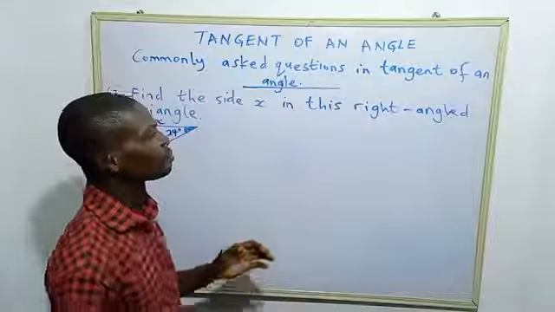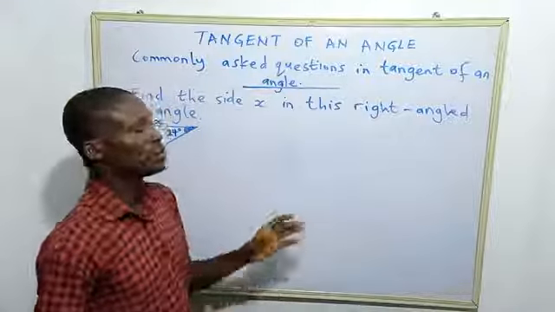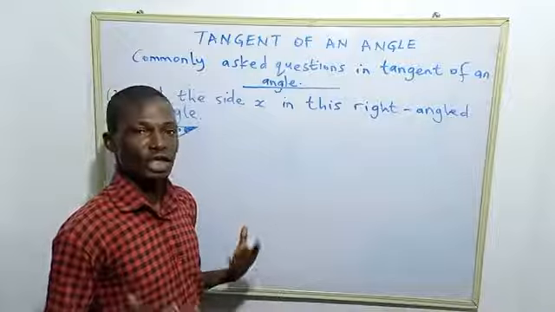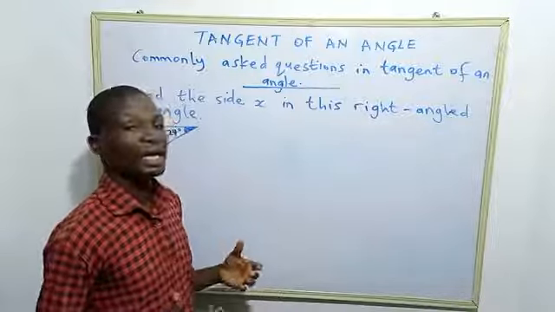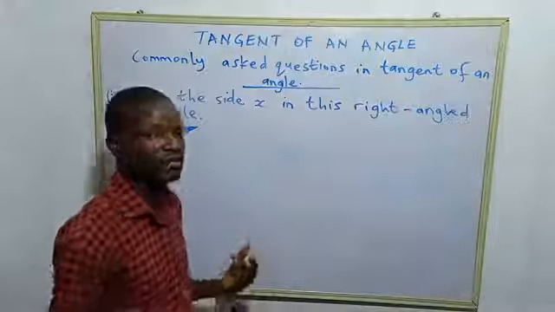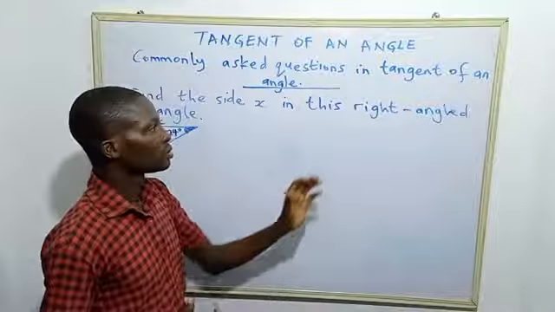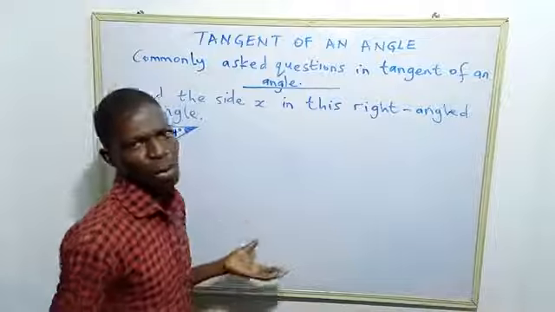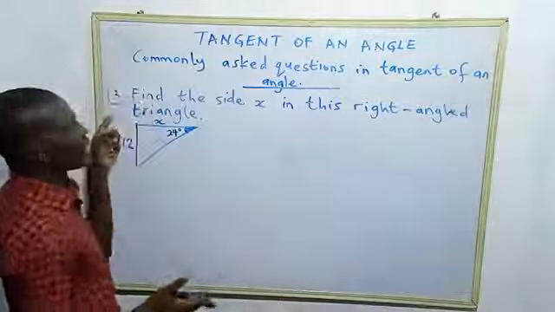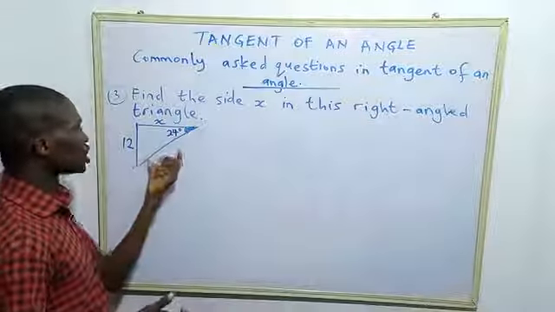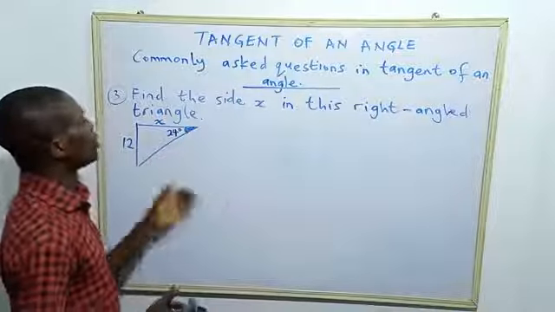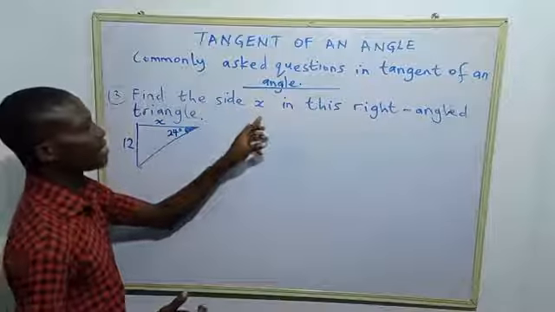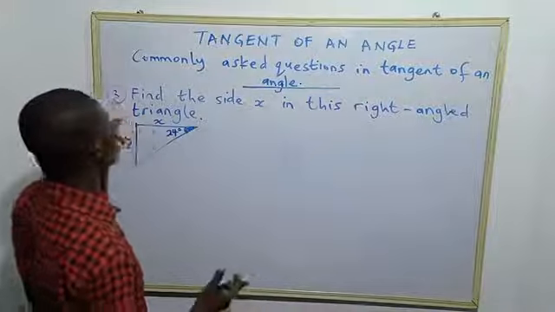So, class, we have seen two forms of questions that we can face from the examiner relating to our topic. Let's look at the other one. This is another question which is different from those ones we've done. Find the side x in this right angled triangle.